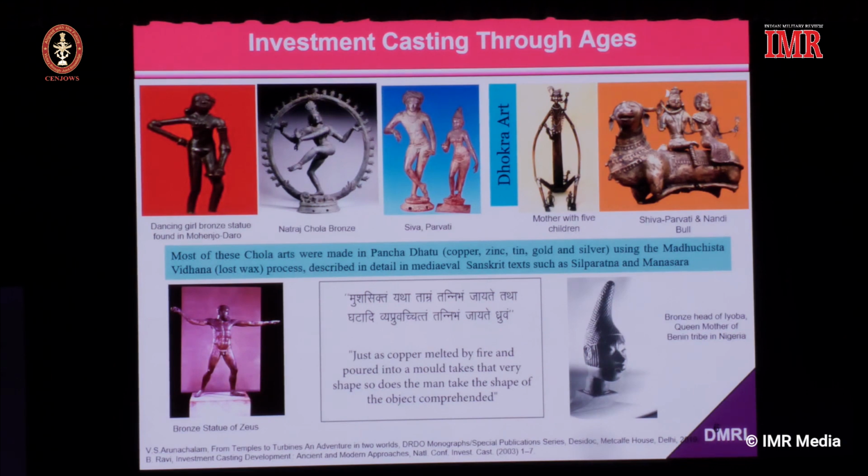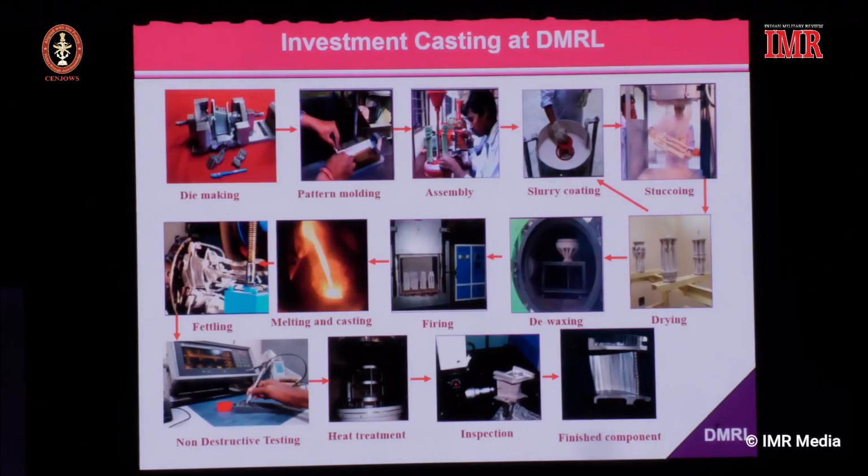Even at present, our Dokra tribal communities are using the same technology to produce some of the exotic artifacts that you can see here. At DMRL also, we are using the very same technology to develop aero engine components. Some of the steps are listed here, starting from the die design, followed by clustering, shell making. This is the way our tribal brethren are making the statues which I have shown here.